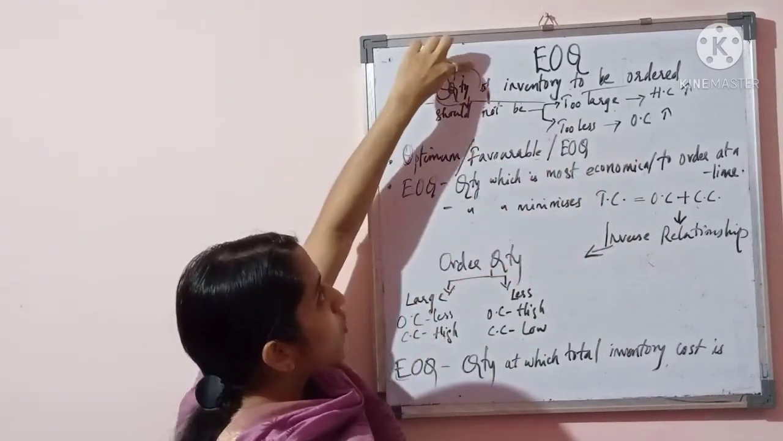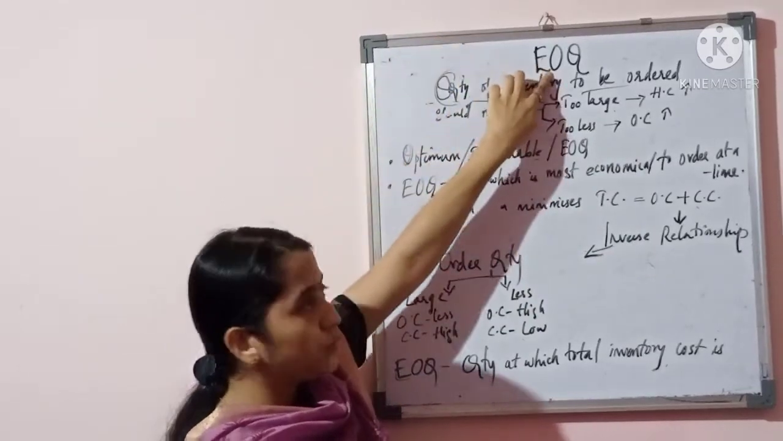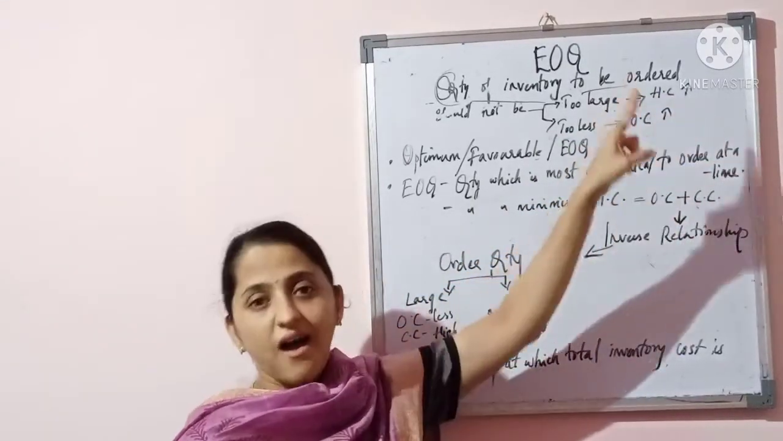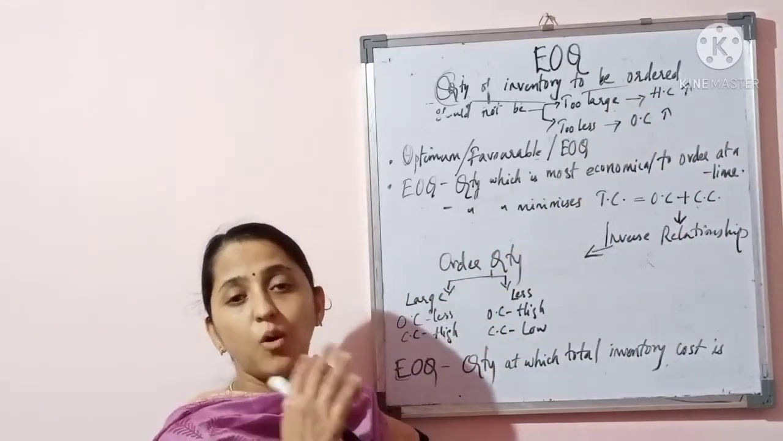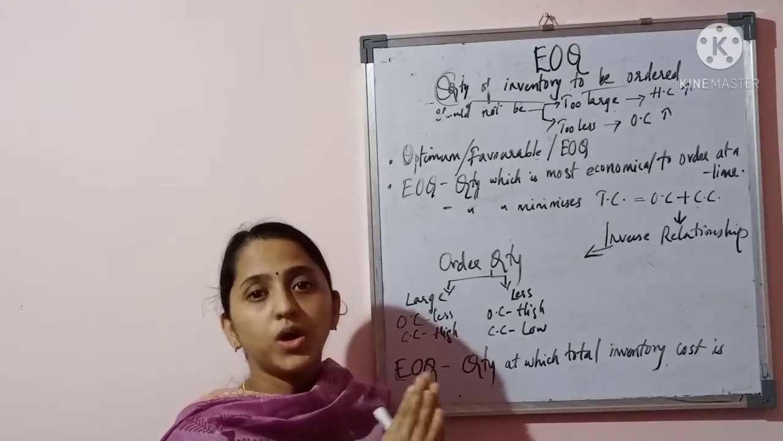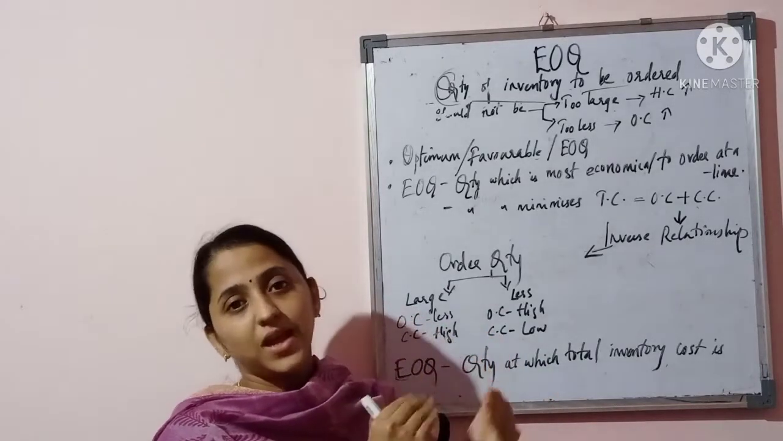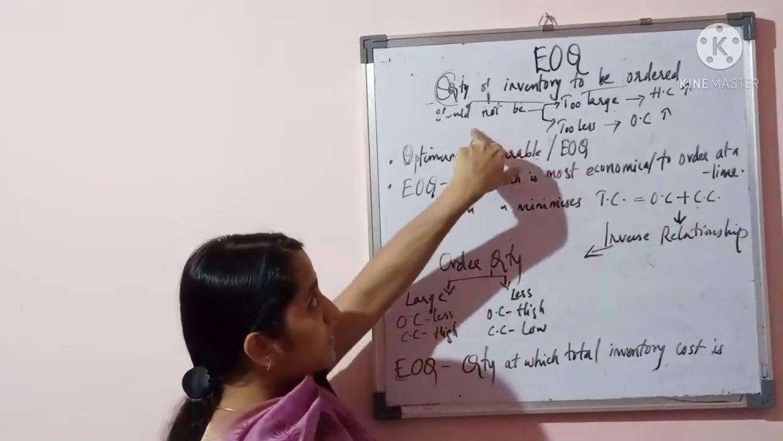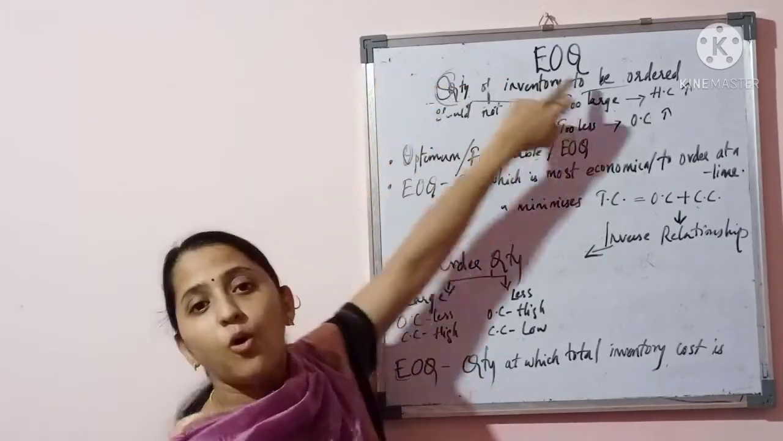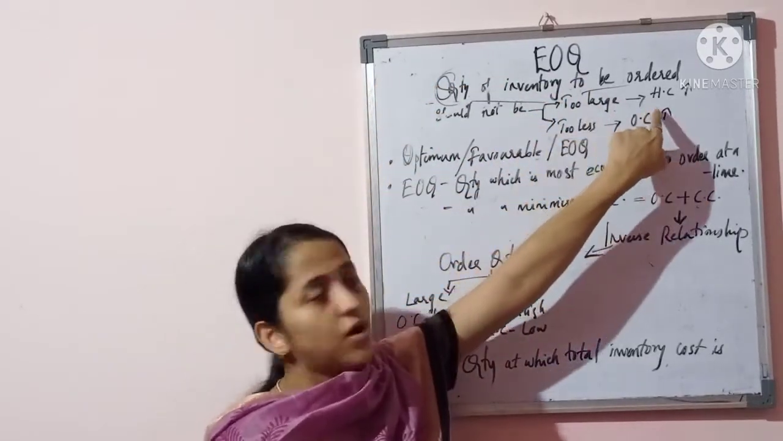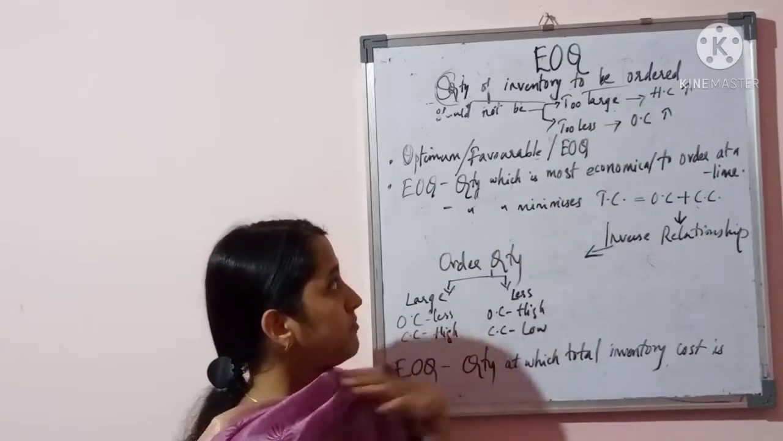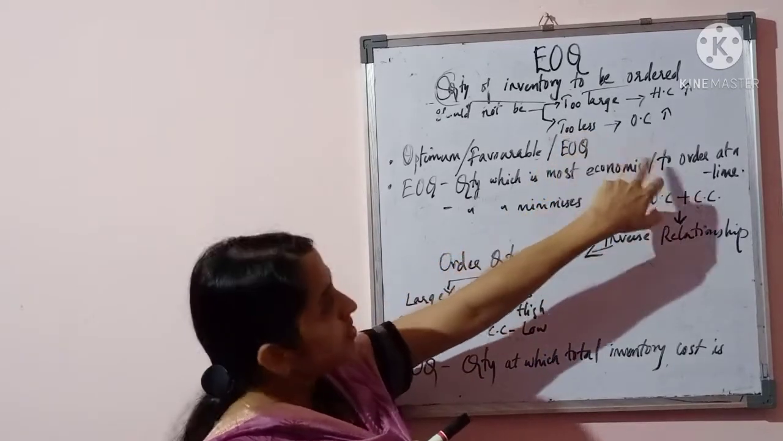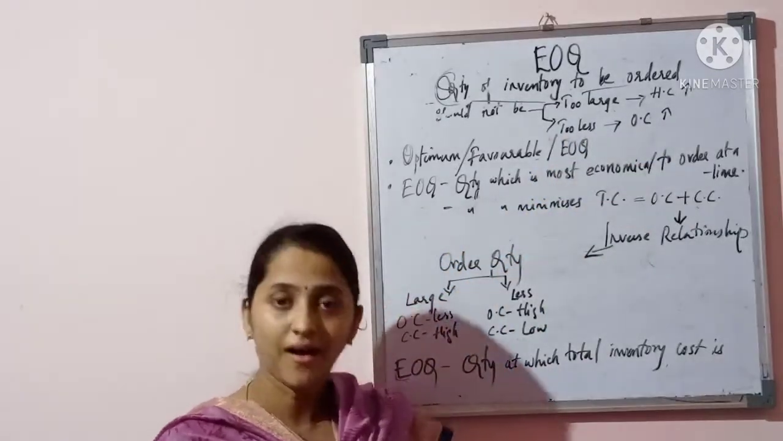If the quantity we are ordering based on EOQ is too high, then the holding cost will be high. Holding cost means the cost which we spend to hold or look after the inventory we have purchased, or the storage cost we can say. So if the quantity we order is too high, then the holding cost will be too high. Similarly, if the quantity we order is too less, then the ordering cost will be high.